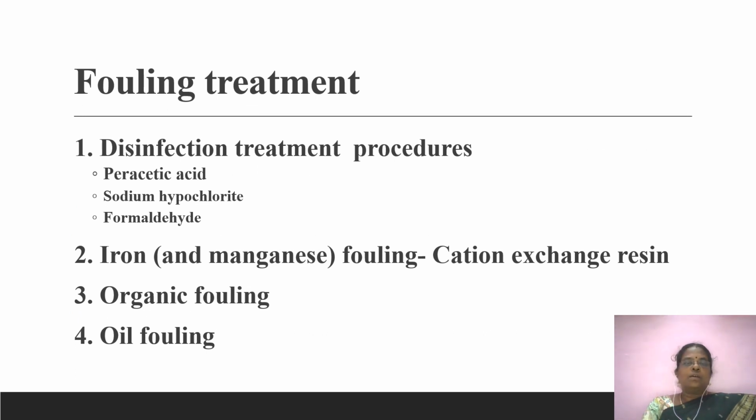Fouling treatments: we have a number of treatments. First we'll disinfect the fouling. It can be done using peracetic acid, sodium hypochlorite or formaldehyde. We'll see these in detail. Then we generally have iron and manganese fouling, which happens in cation exchange, so we'll see how to clean the cation exchange resin. Then we have organic fouling. Water taken from the surface has a lot of organic matter in it, so we need to remove these organic substances. Then we have oil fouling, and we can see in detail how to remove oil from the resin.